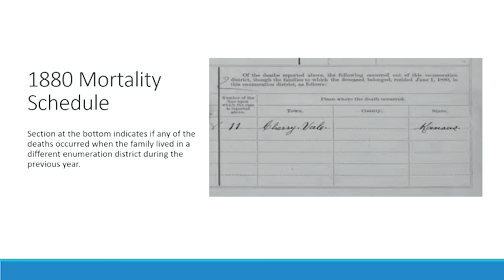Another fun morsel from the 1880 schedule specifically is there's a section at the bottom that indicates if any of the deaths from the previous year occurred when the family lived in a different enumeration district during the previous year. So if they moved in that 12-month period and someone died when they were living at the previous location, it will note it. So this is an example of someone who is in the Missouri mortality schedule, but according to this page, actually died in Cherryvale, Kansas. And so you might get some interesting information there about the movement of your ancestors if they just happened to die in that year before the census.